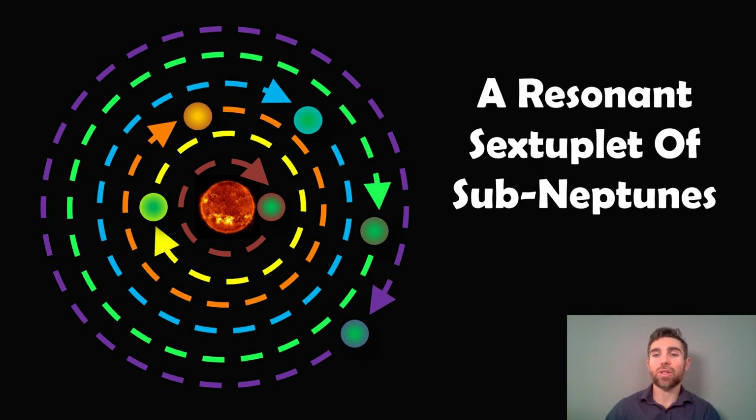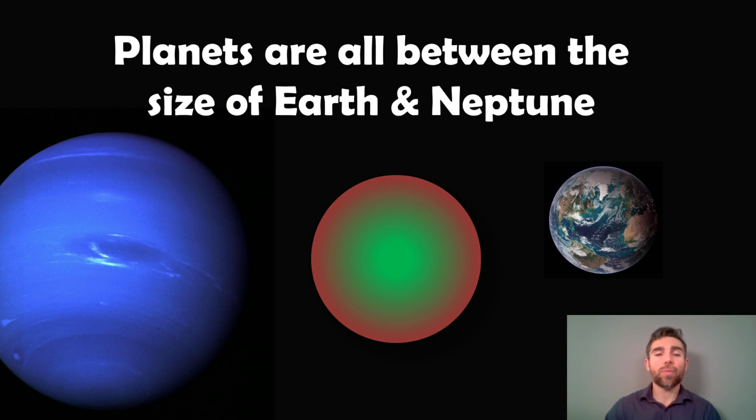In this video I wanted to have a look at a fairly recently discovered system that has 6 planets that are all in a resonance chain. We're going to have a look at what that means, but first let's have a look at the actual planets themselves. Well, all of them are classified as sub-Neptunian. That means they are in between the size of Neptune and Earth, and they're called sub-Neptunian because they're basically smaller than Neptune.